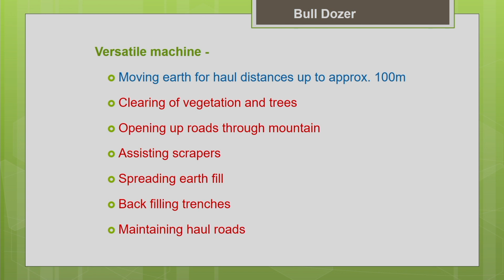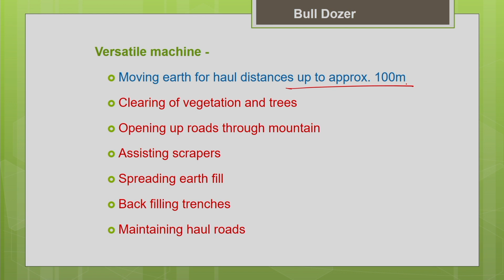This bulldozer is a versatile machine. It can be used for different types of applications at a construction project site. Before you select an earth moving equipment for a particular job, you should know the haul distance actually needed, because every earth moving equipment has its own economic haul distance. This we have discussed earlier also. The maximum economic haul distance of a bulldozer is only 100 meters. Beyond 100 meters, it is not advisable to use this machine.